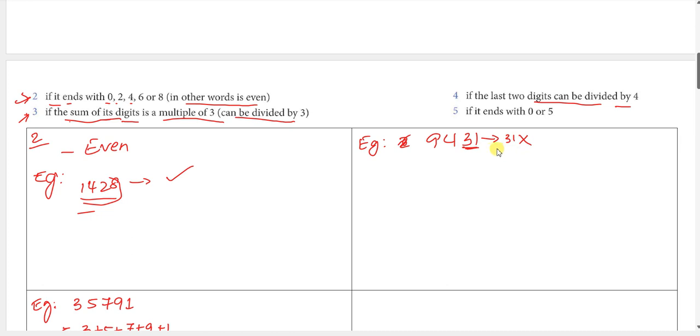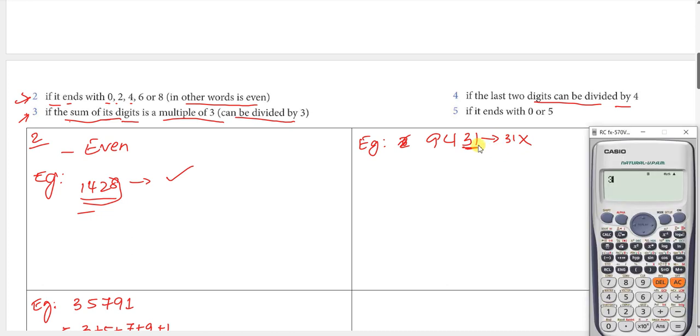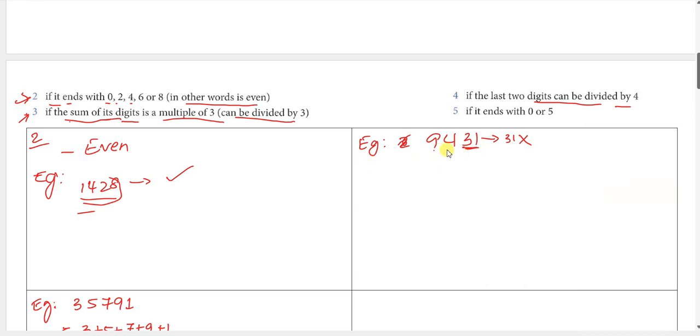The answer is no. You can check it using your calculator as well. Voila, 31 divided by 4 is not possible. I mean, it's possible, but there is a remainder. So hence we can say that 9431 is not divisible by 4.